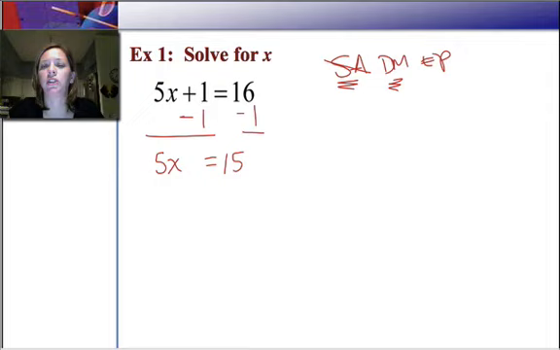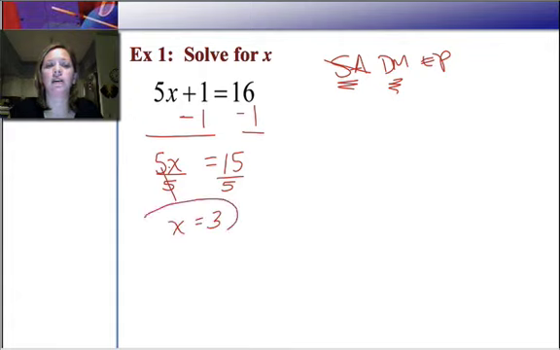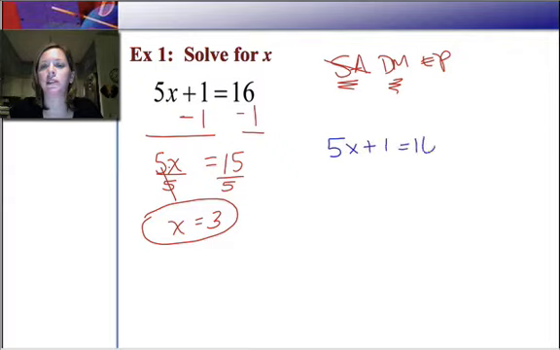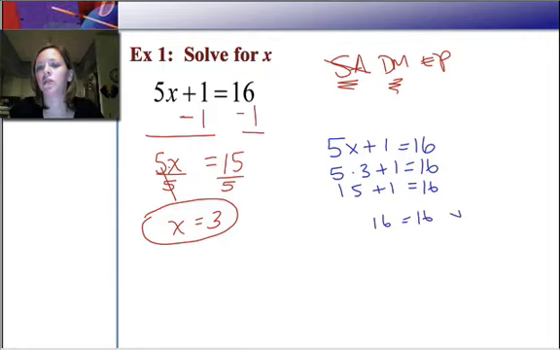Now let's look at multiplication and division. Again, we have multiplication, so I'm going to undo that with division. So we'll divide both sides by 5. 5 divided by 5 is 1. 15 divided by 5 is 3. So we get x equals 3. Now we'll do a quick check. Go back to my equation, 5x plus 1 equals 16. Plug it in to make sure it works. 5 times 3 plus 1. 5 times 3 is 15. 15 plus 1 equals 16. Yep. Totally good to go. We solved the equation correctly.